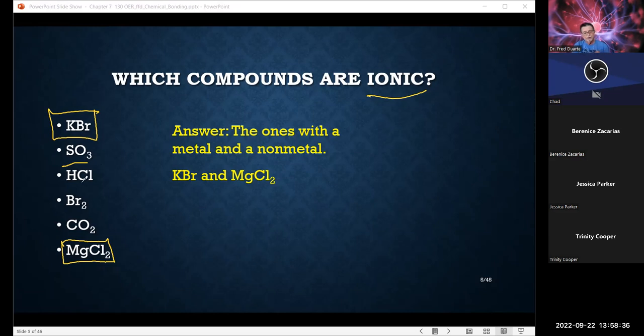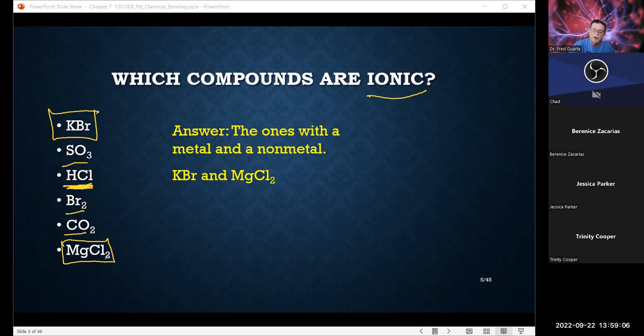All right, the next one here is called hydrochloric acid. All of you right now have that in your stomach. That is the acid in your stomach that breaks down your food and so forth. And then the Br2 is simply called bromine. Not anything special, it just happens to be diatomic. And then, of course, the infamous CO2, which is carbon dioxide.